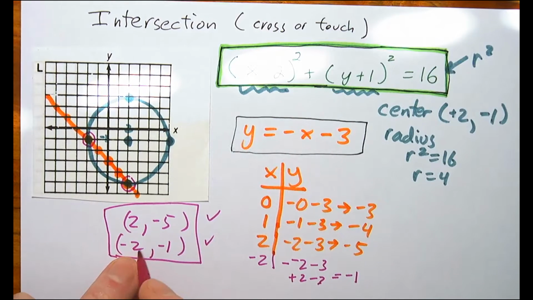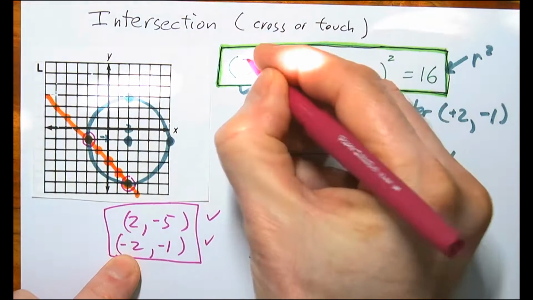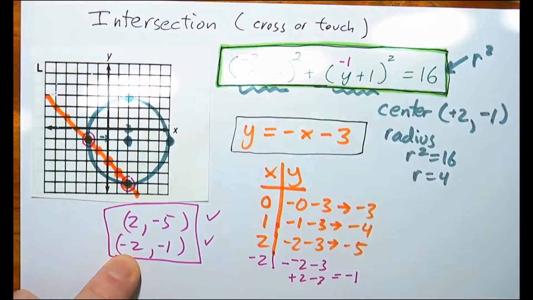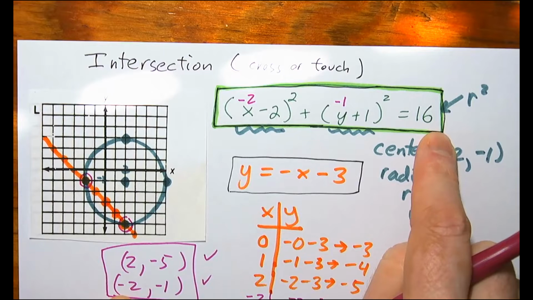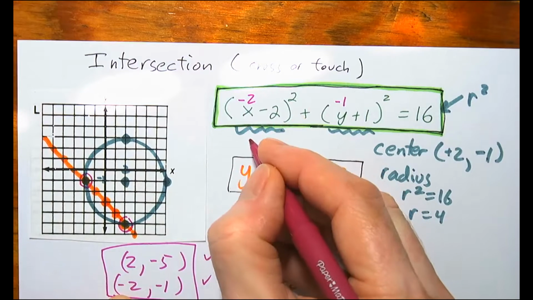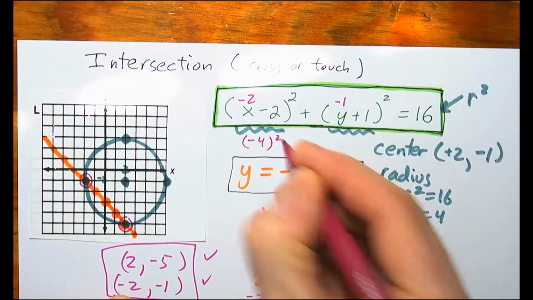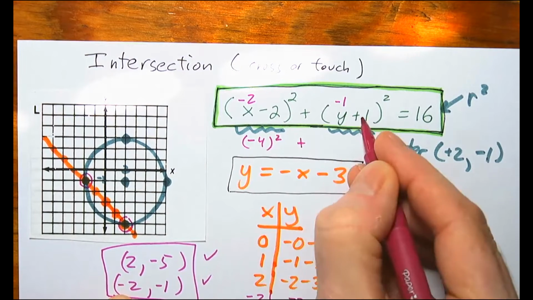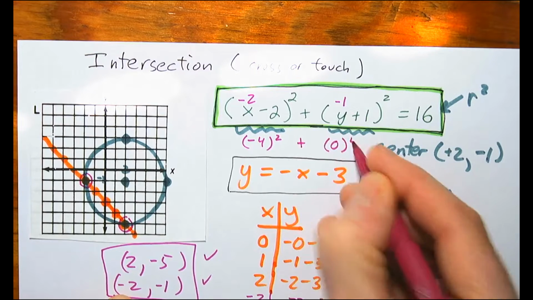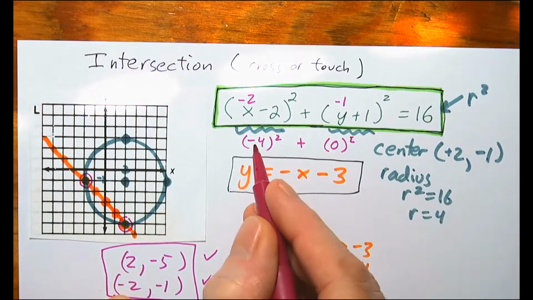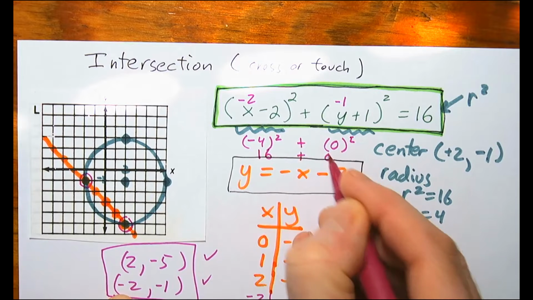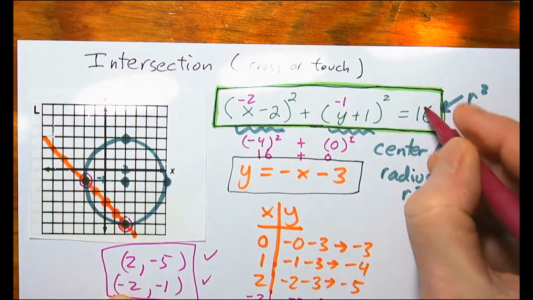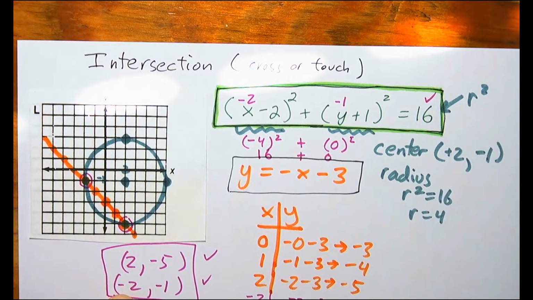Let's try this guy. If you put in -2 and -1, do you get 16 if you put that in there? -2 minus 2 is -4. -1 plus 1 is 0. -4 squared, a negative times a negative is a positive. 0 squared is 0, 16 plus 0. Hey, it is 16, isn't it? Yeah, that's a point on that circle.